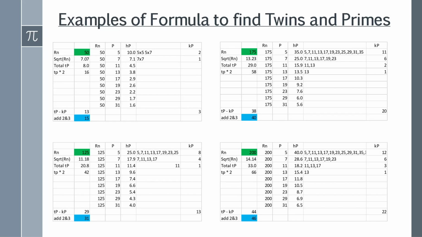Alright, so basically I'm just showing you the logic that goes into how you would build your formula.